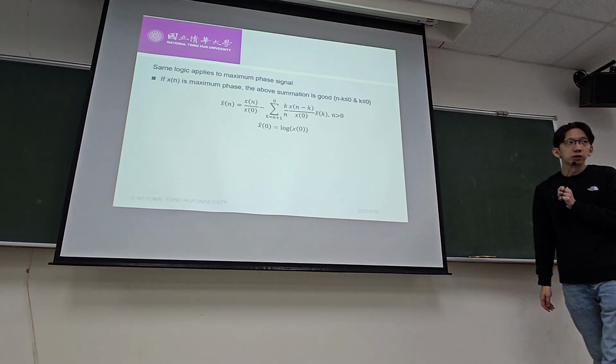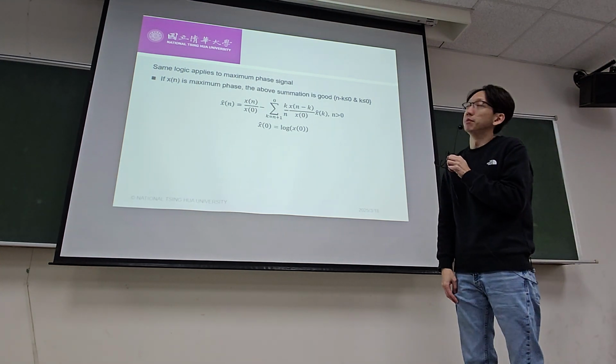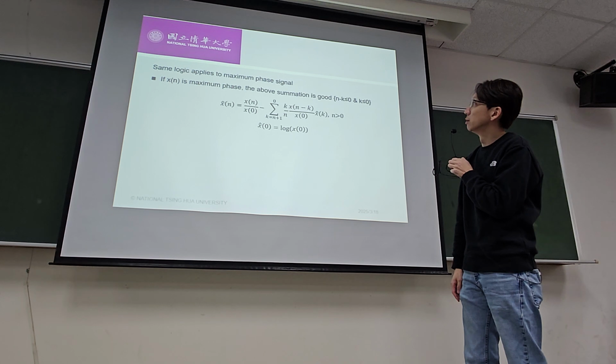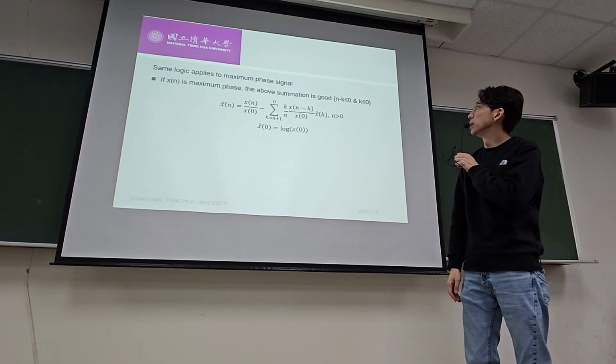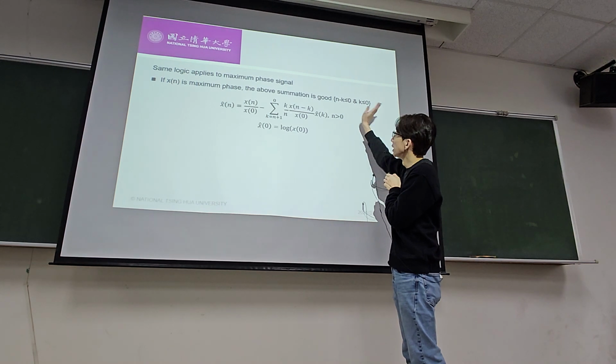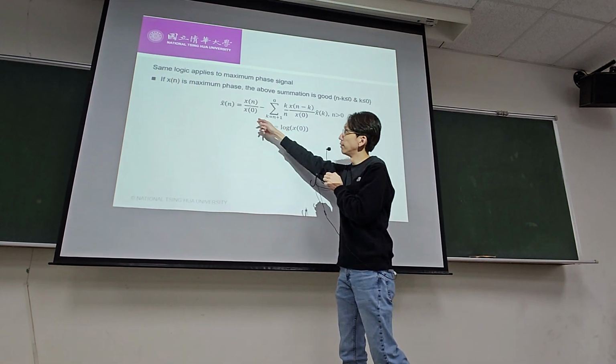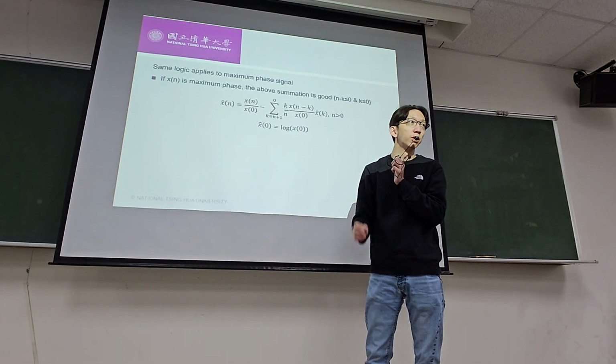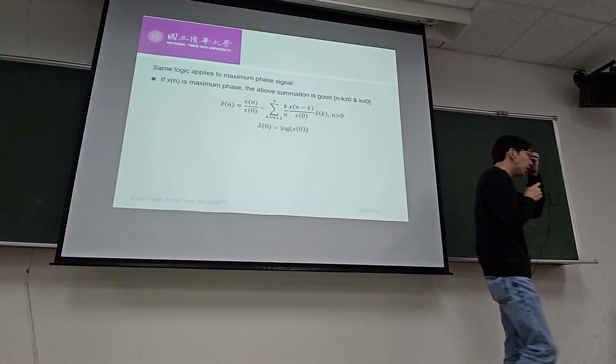Okay, we won't go through this, but the same logic can be applied to the maximum phase case, where when xn is maximum phase, the summation is over n minus k having to be less than or equal to 0, k having to be less than or equal to 0. Then you derive another set of recursive computations for your signal.